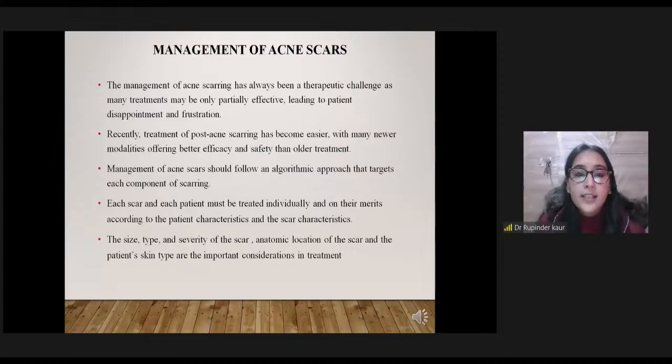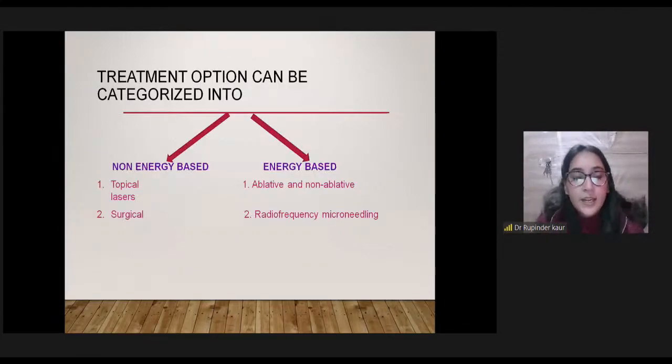Management of acne scars has always been a therapeutic challenge, but recently treatment of post-acne scarring has become easier with newer modalities. Management of acne scars should follow an algorithmic approach that targets each component of scarring. Each scar and each patient must be treated individually on their merits, according to the patient characteristics as well as the scar characteristics.